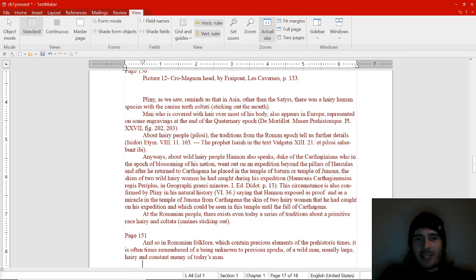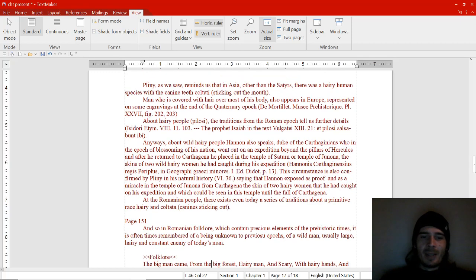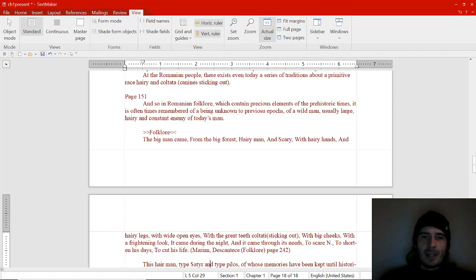At the Romanian people, there exists even today a series of traditions about a primitive race, hairy and called Tsata, or with the canine sticking out. Page 151. And so in Romanian folklore, which contained precious elements of the prehistoric times, it is oftentimes remembered of a being unknown to previous epochs, of a wild man, usually large, hairy, and constant enemy of today's man. And then there's some folklore about that. Okay, I guess I'll read this one.